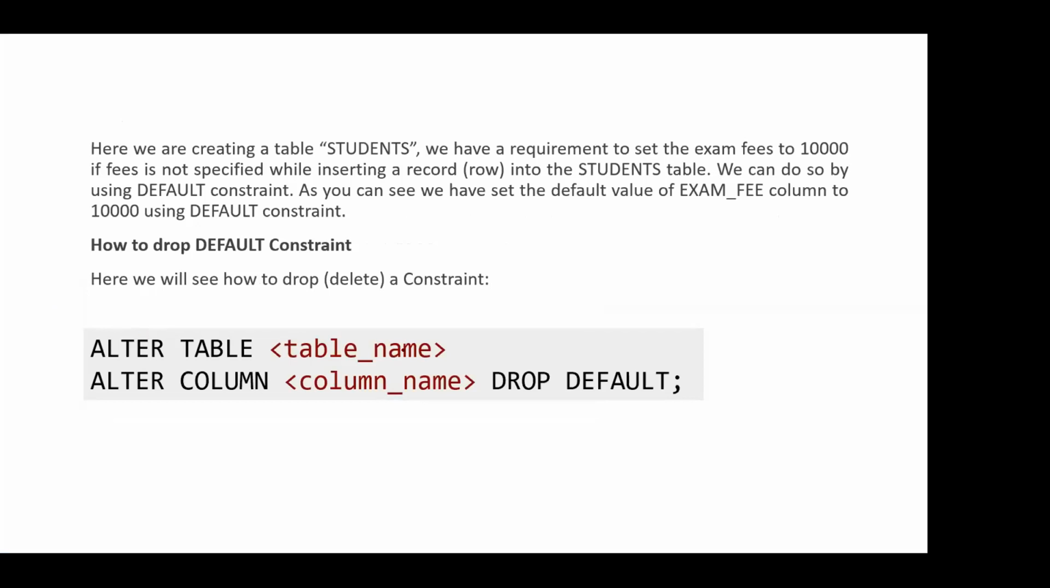So alter table, table name. Suppose I am using a students table, so here I am using the students table name. And then alter column, we are going to remove the constraint. What type of constraint are we going to remove here? I give an example for default. You can remove the constraint by specifying the column name, and drop is a keyword used to remove the constraint from the table.